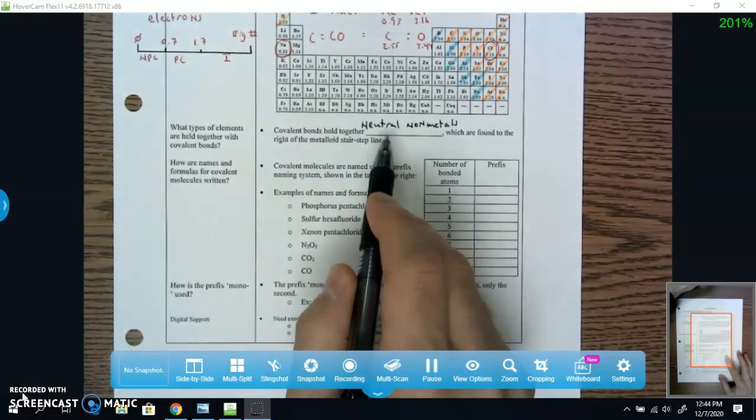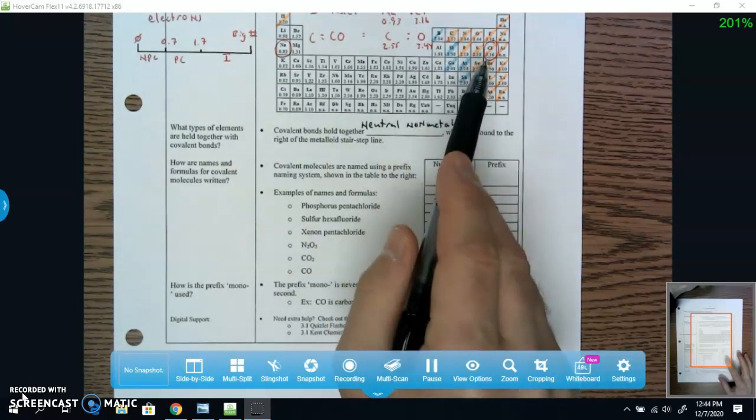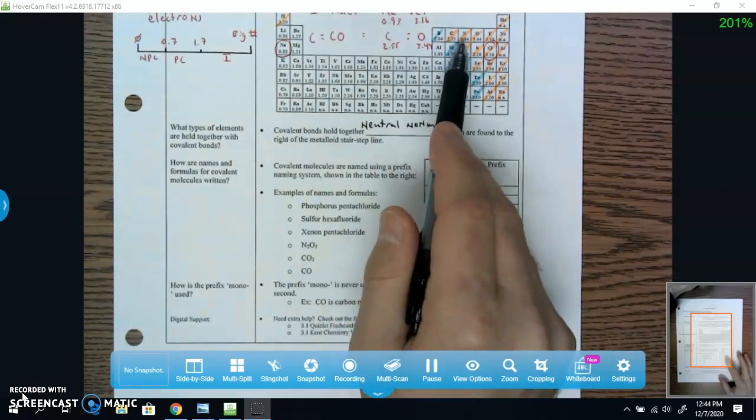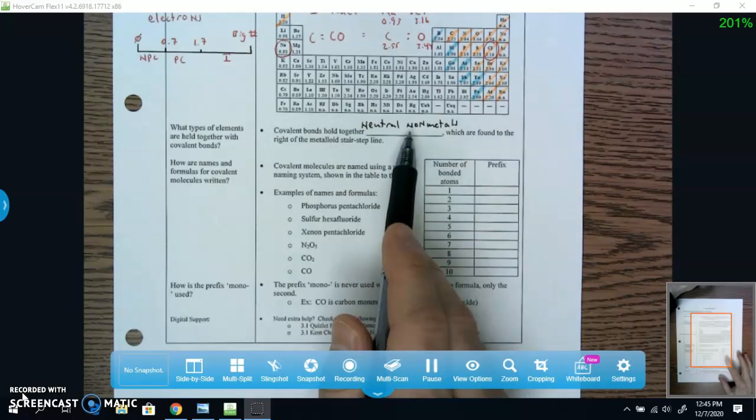Now, I've used this word neutral right here because you might remember that when nonmetals turn into anions, they like to take negative charges. Think about it: if a negatively charged nitride ion were to try to attach to an oxide ion, which is also negatively charged, those two like charges would repel from one another and they wouldn't be able to bond together. So in covalent molecules, it's not that we have charged particles bonded together. That's the case of ionic compounds. Rather, in covalent molecules, we have neutral nonmetals bonding together, to the right of the metalloid stair-step line.